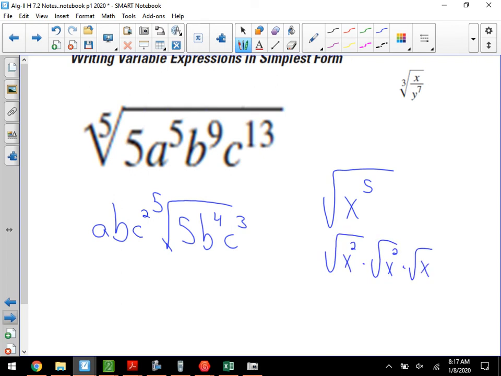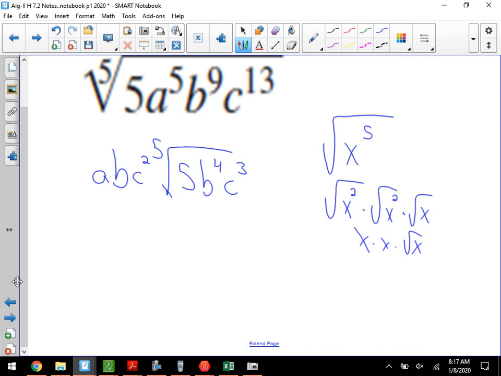What's the square root of x squared? X. What's the square root of x squared? So you have x times the square root of x. Well, what's x times x? 2x. Not 2x, x squared.